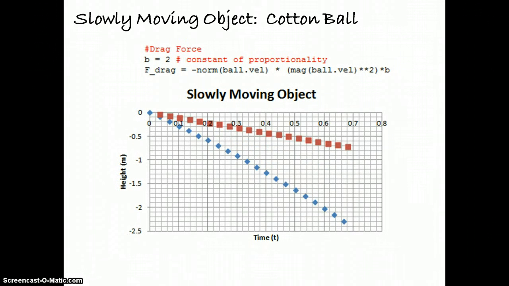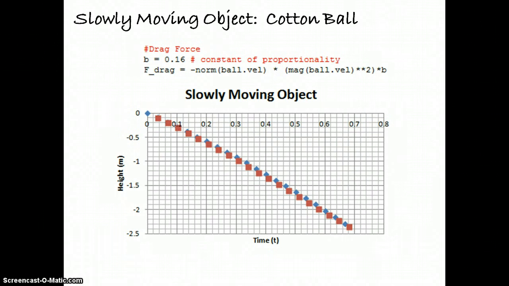Increasing b to a number too high produced a model with too much drag that does not fall quickly enough. This model can be seen here. The correct b ended up being 0.16. With this value, the observed and model data matched up well.